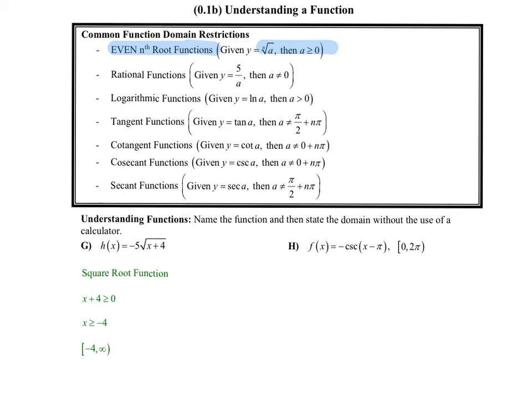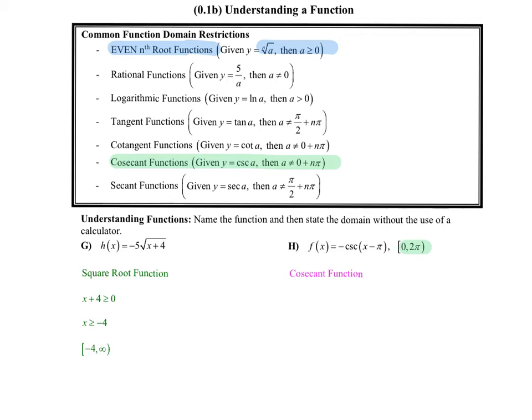Example H is a cosecant function. A cosecant function has some domain restrictions. You cannot take the cosecant of 0 because the cosecant of 0 is undefined. You cannot take the cosecant of pi, as that would also get you something that would be undefined. If we look at the actual domain they give us, it's from 0 to 2 pi. So the two values that will not work for cosecant will be 0 and pi.